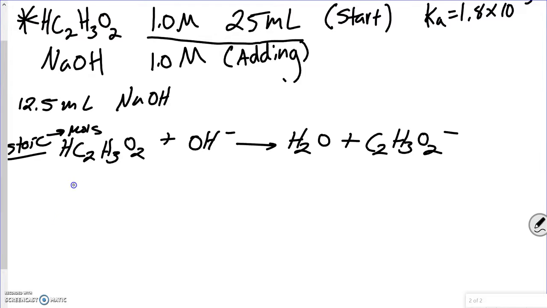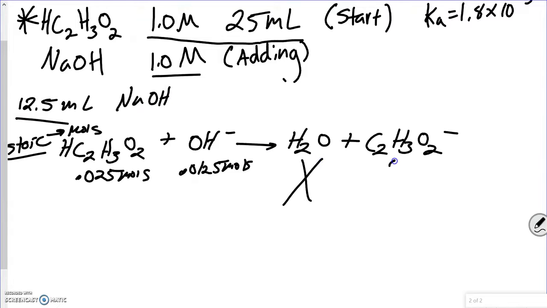Okay, so this is our stoichiometry, which means we want to calculate moles. Well, again, molarity is moles over liters, so take our molarity and multiply it by liters. We have 0.025 moles here, and 0.0125 moles for sodium hydroxide. That came from here, and again, 1 molar solution. Okay, we don't care about water, and we assume 0 of this. It makes our math easier just to do a reset button.